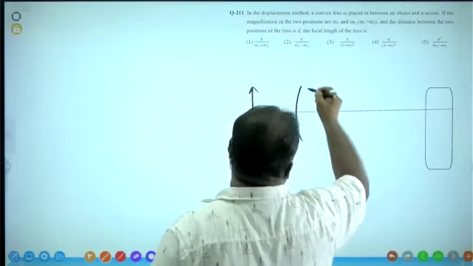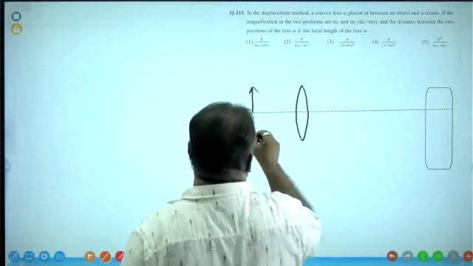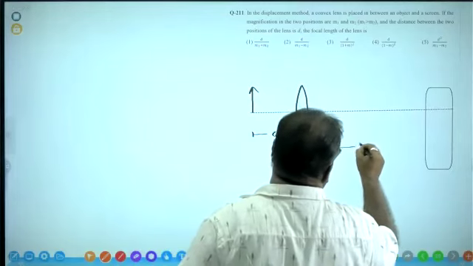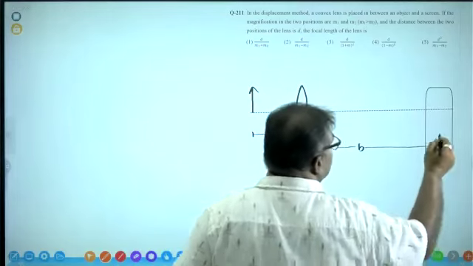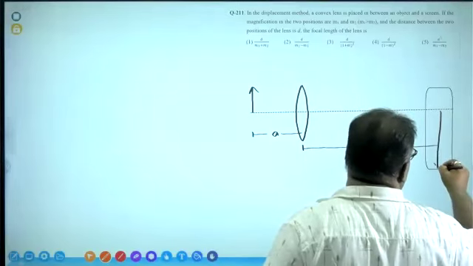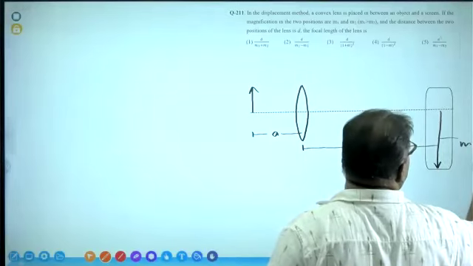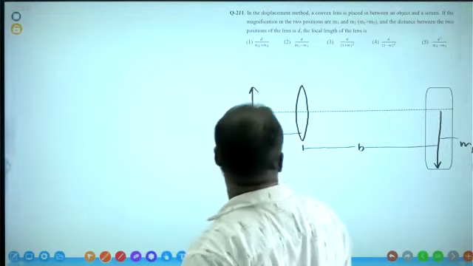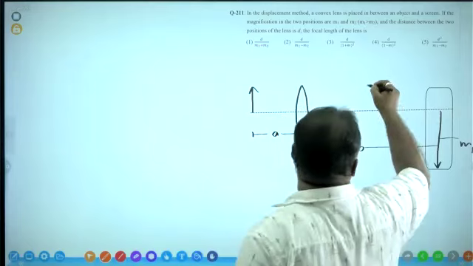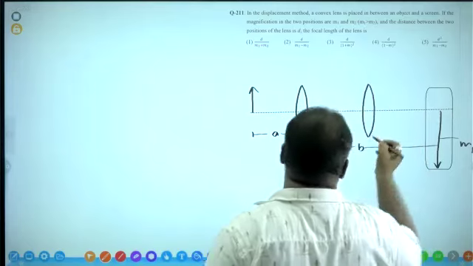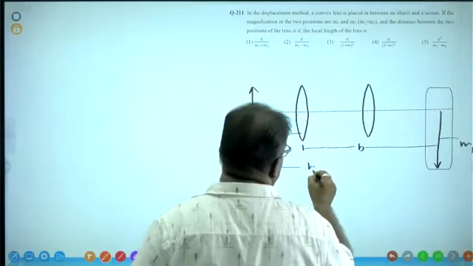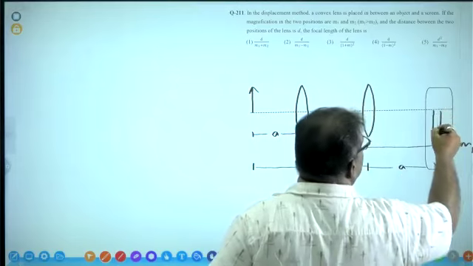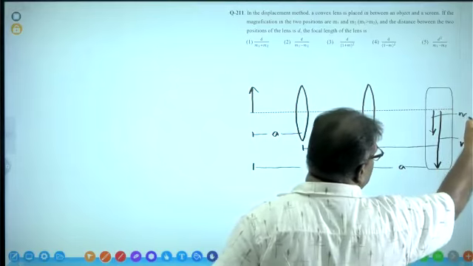When you keep the object right here with the gap of A, the image distance becomes B. Here we have the largest magnification, M1. If you shift the lens right here so that this one is B and this one is A, then here we have another image with magnification M2.